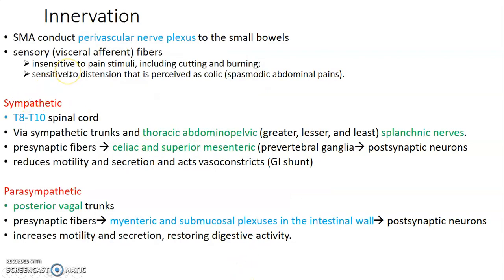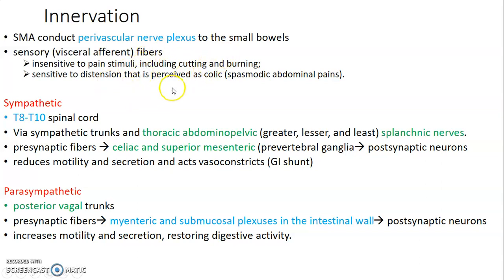So what is the innervation of the jejunum and the ileum? Remember, the superior mesenteric artery has a perivascular nerve plexus, so you have nerves around it. The superior mesenteric artery actually helps to carry the nerves to the small bowel, because they hike on the artery. What is the sensory innervation of the jejunum and ileum? You have to remember that these two parts of the bowel are insensitive to pain, but they are very sensitive to distension.